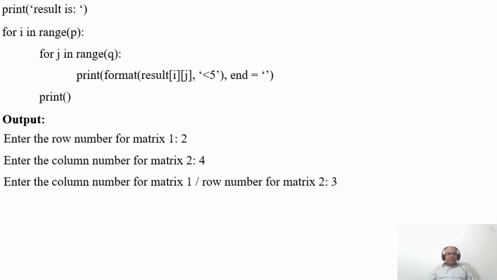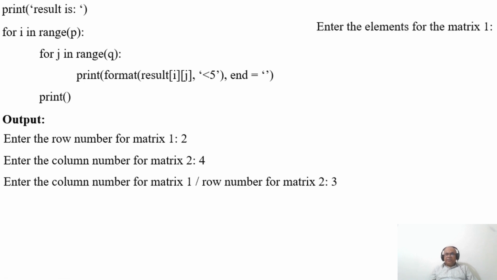Then the output is: enter the row number for the matrix 1 is 2. Enter the column number for the matrix 2 is 4. Enter the column number for matrix 1 or row number of matrix 2 is 3. So matrix 1 is going to have 2 by 3 and matrix 2 is going to have 3 into 4. The resultant matrix will be 2 by 4.